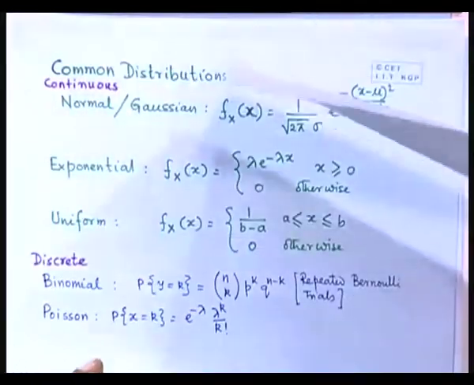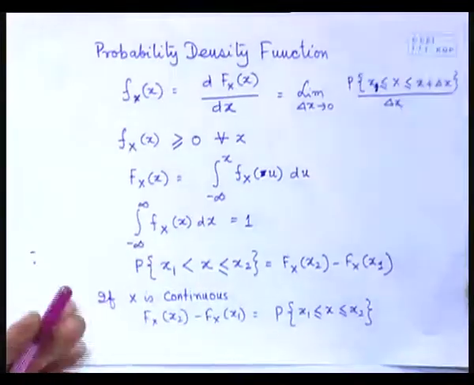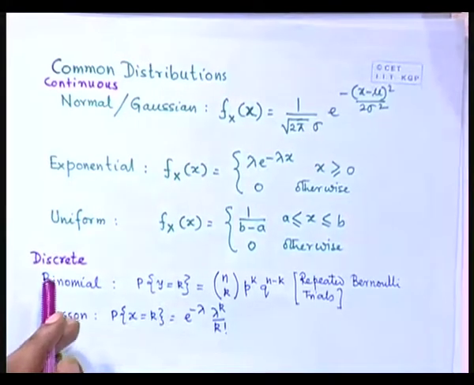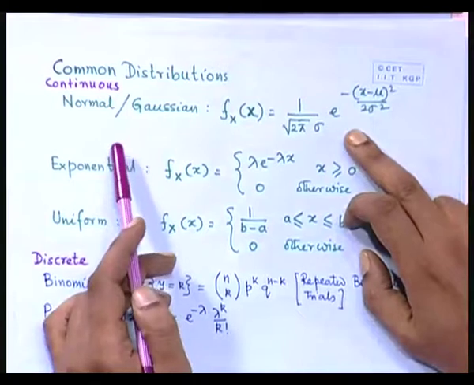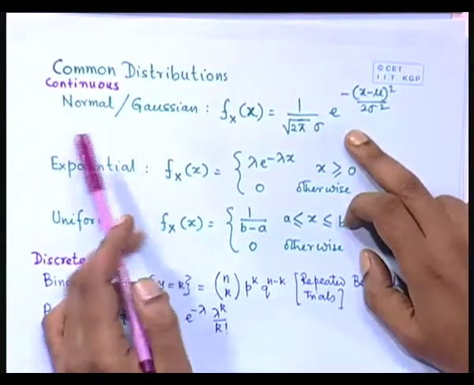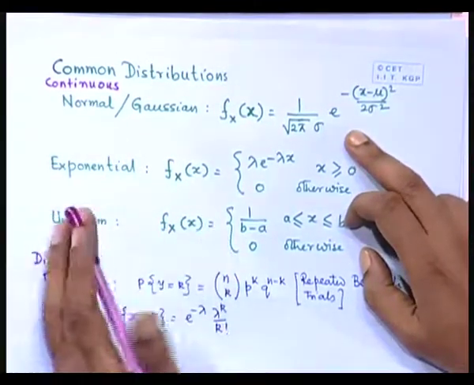Now, once we have a probability density function, we always deal with various kinds of them. For example, very common is the normal or Gaussian, which has a form like this. This is a very celebrated distribution function because of two reasons.